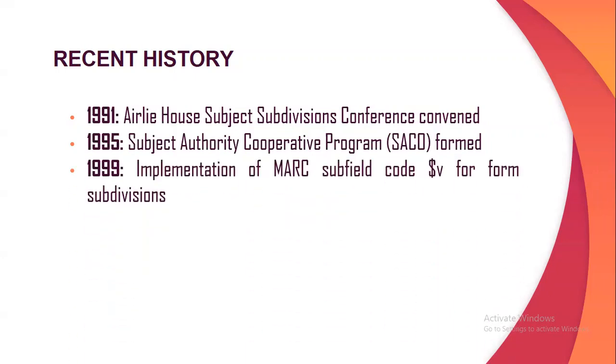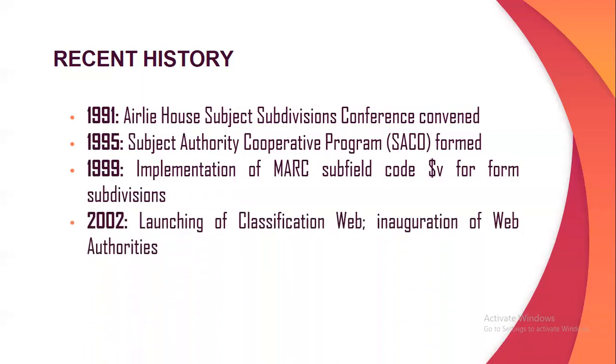Next, in 1999, this was the implementation of MARC subfield code V for form subdivisions. The LC began a project to create authority records for free-floating subdivisions at this time. That project was completed in December 2002.